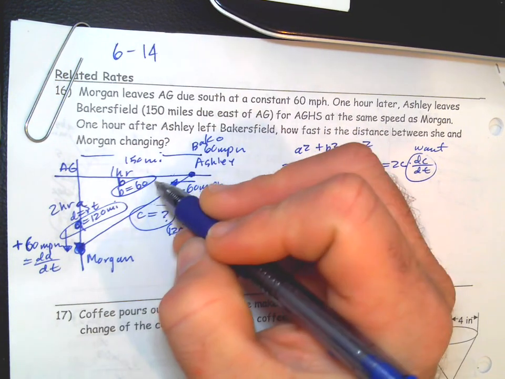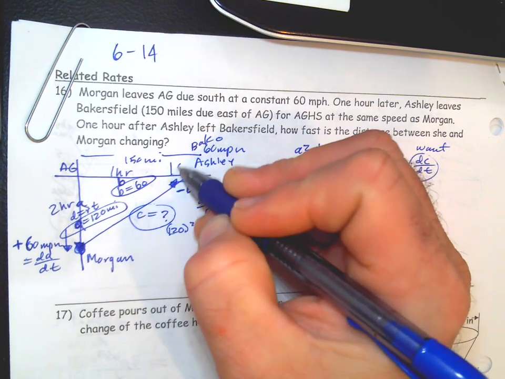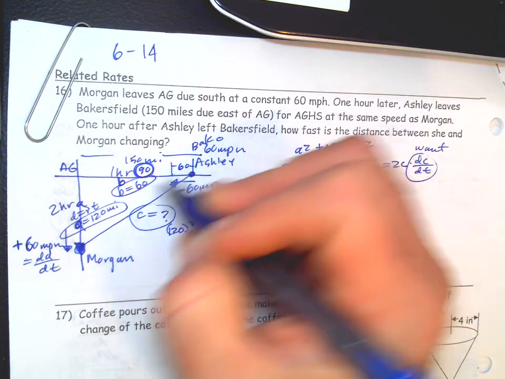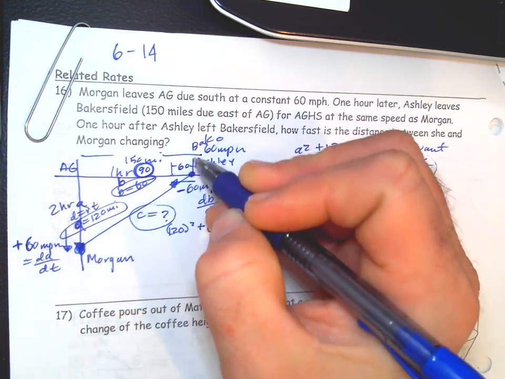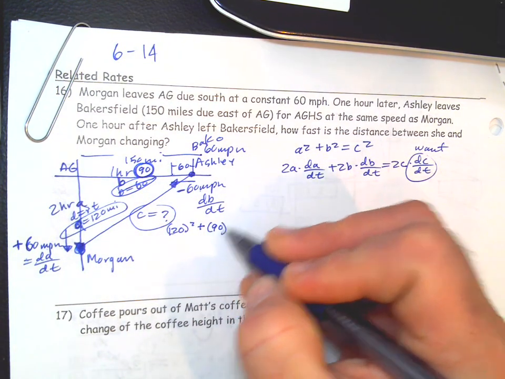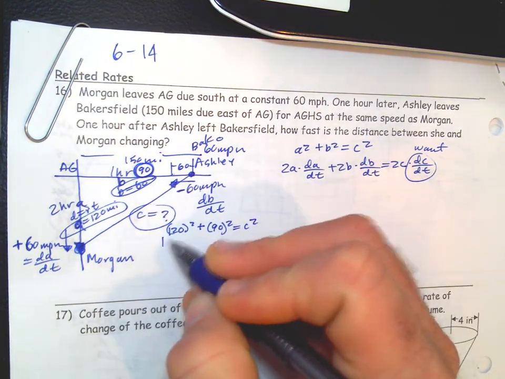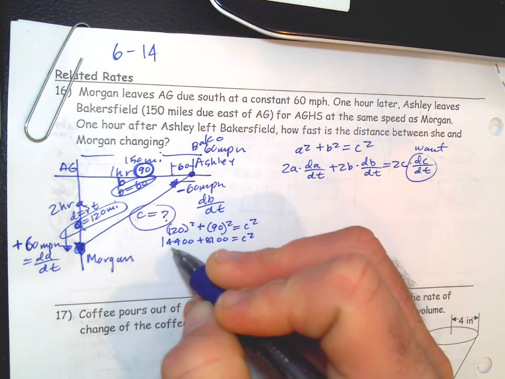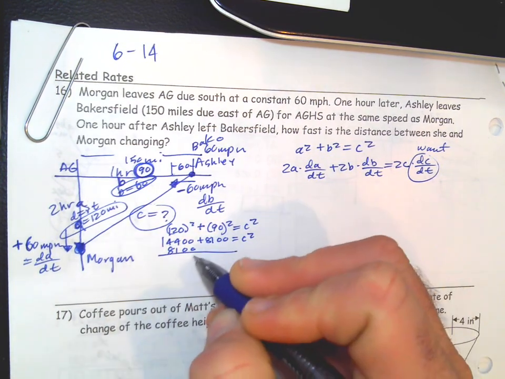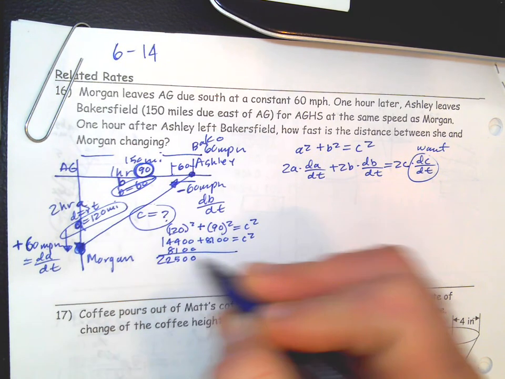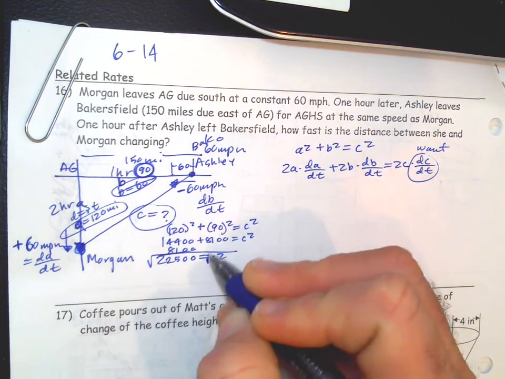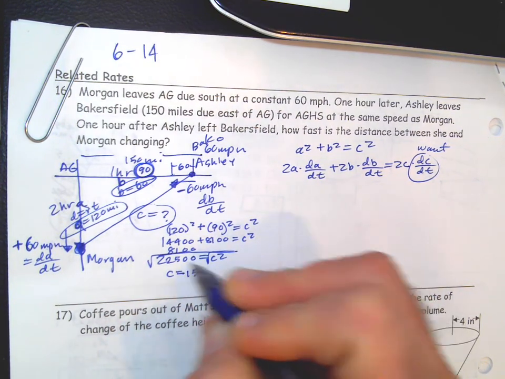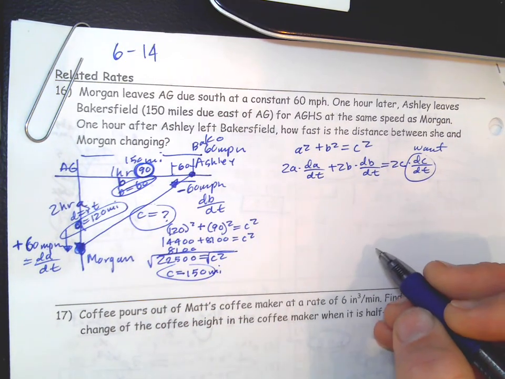Oh, shoot, I made a mistake. So she's traveled 60 miles an hour, but she was 150 to start with. So now she's 90 away from AG. We have to subtract the distance she's traveled from the original distance. So that was a tricky one right there. So we're going to get 144 with 2 zeros, plus 81 with 2 zeros. And then we can add these together: 225 with 2 zeros. We can take square root of both sides. And so C equals 150 miles.